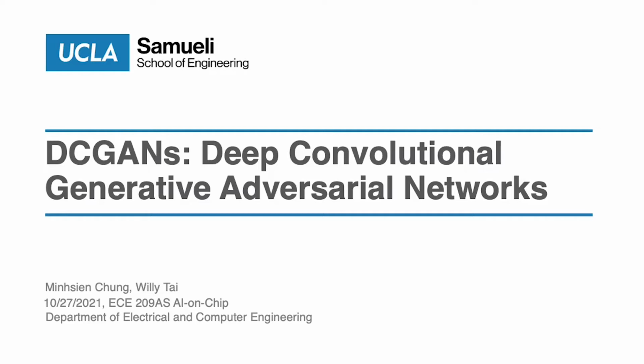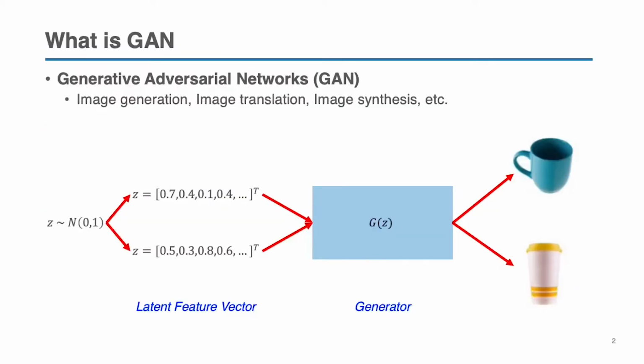Today we will be presenting DCGANs, which is Deep Convolutional Generative Adversarial Networks. So a Generative Adversarial Network, also known as GAN, is a framework mostly used on image generation, image translation, image synthesis, etc. Basically on image-related tasks. For this presentation, we will focus on the task of image generation, which is the most common one.